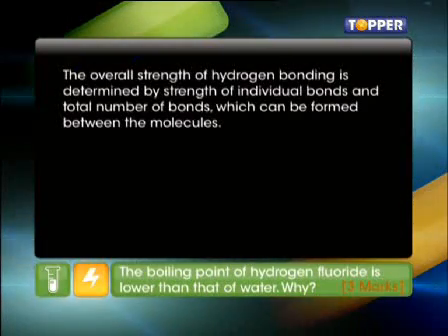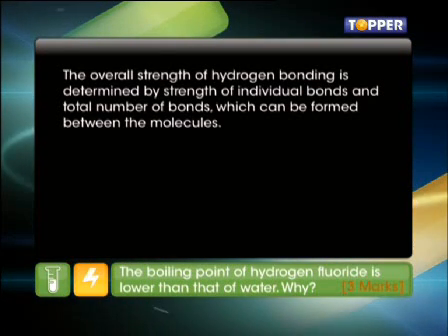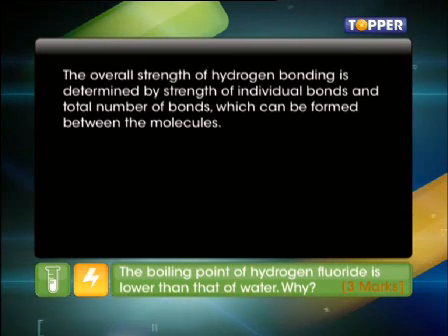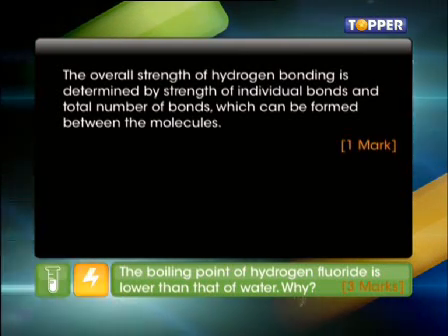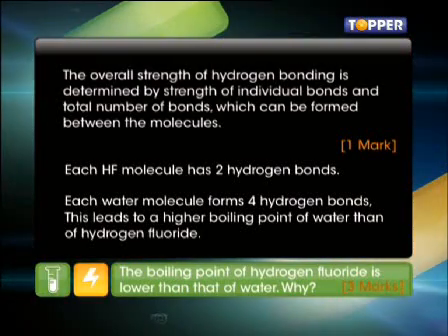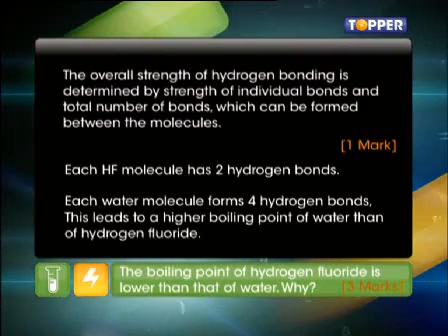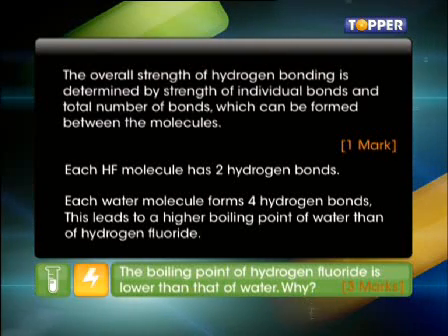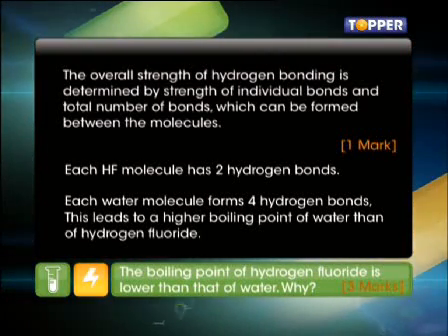Now you should state that the overall strength of hydrogen bonding is determined by the strength of the individual bonds and the total number of bonds which can be formed between the molecules. This is worth another mark. Then explain that each HF molecule has 2 hydrogen bonds. On the other hand, each water molecule forms 4 hydrogen bonds. This leads to a higher boiling point than that of hydrogen fluoride. This is the final part of the answer and will fetch you 1 mark.